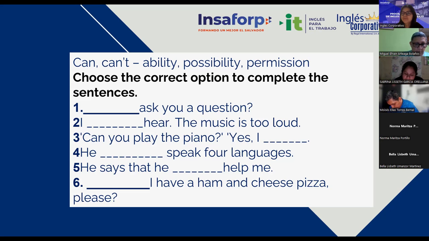Teníamos que enviar captura de pantalla de cuánto era la nota que nos daba, teacher. No. That's for your practice, because it's a little bit easier to do it that way.